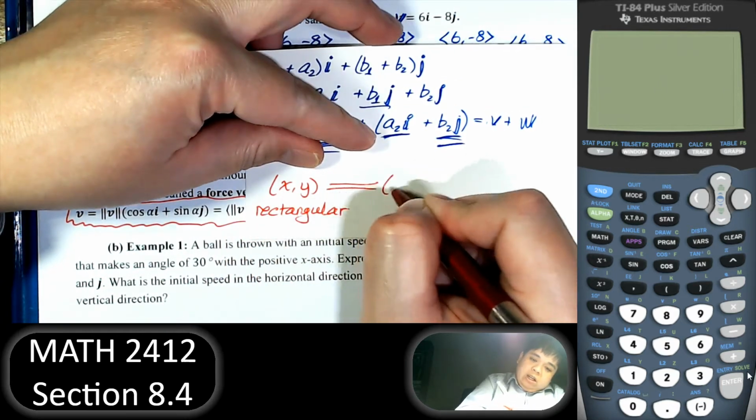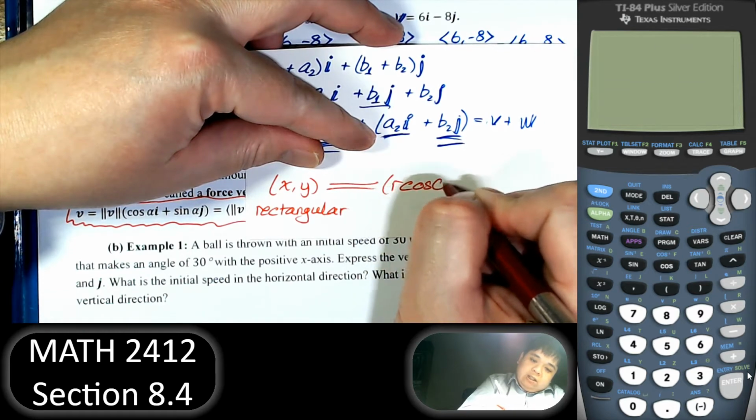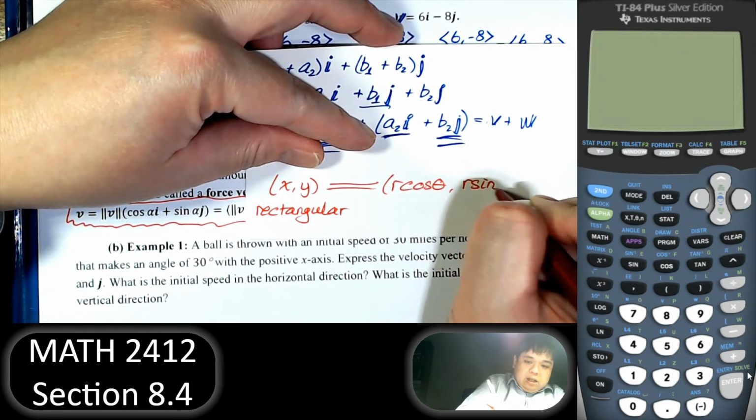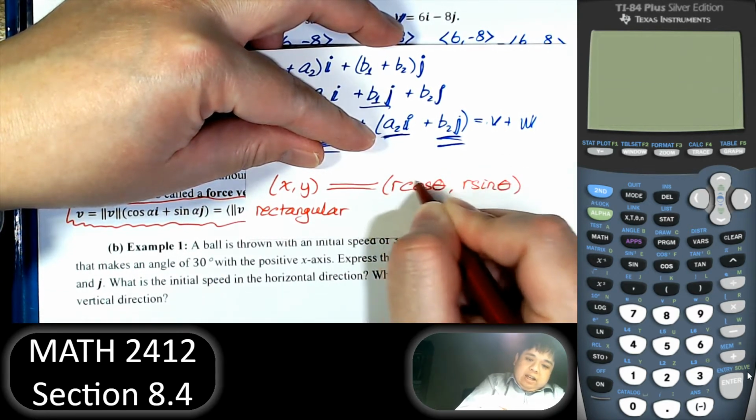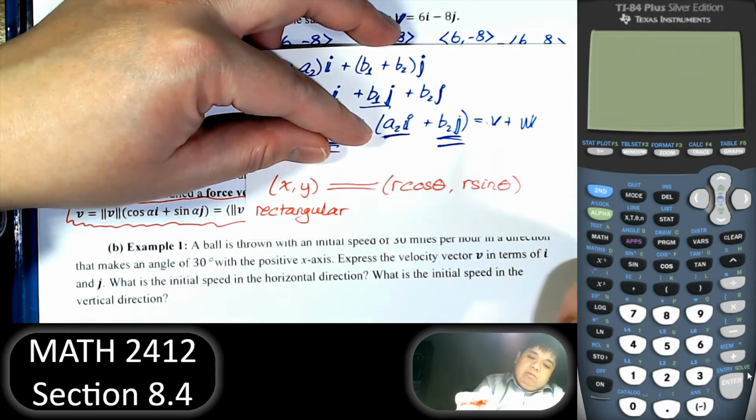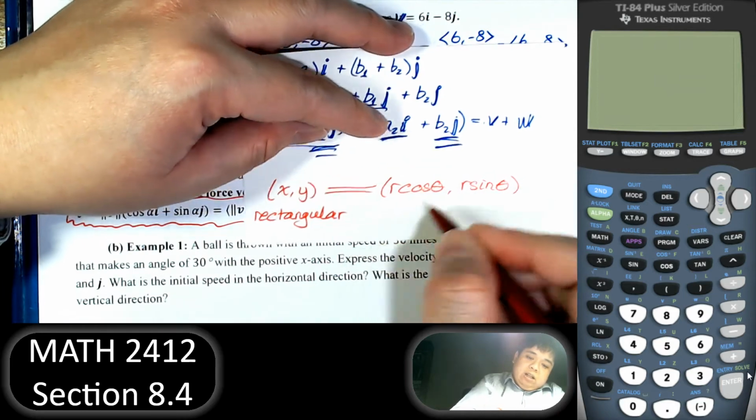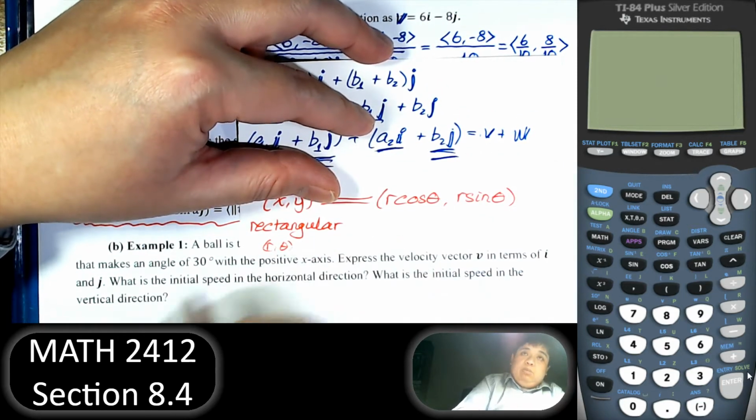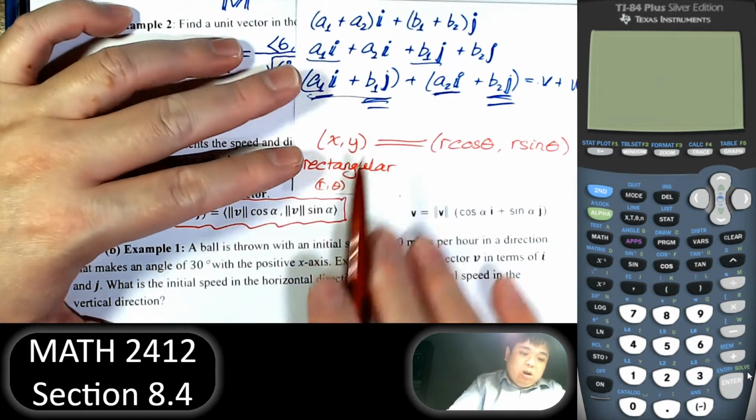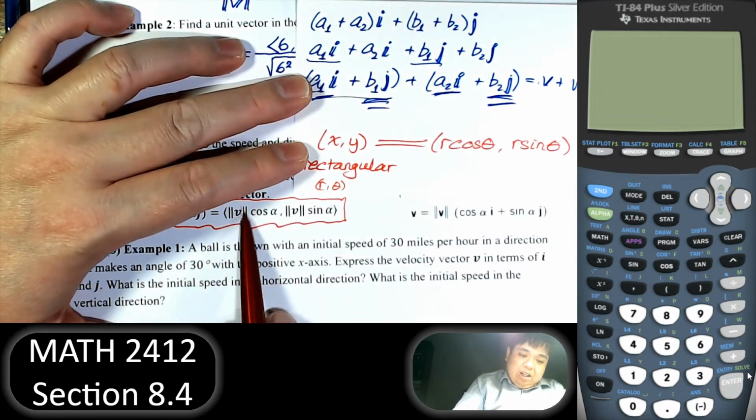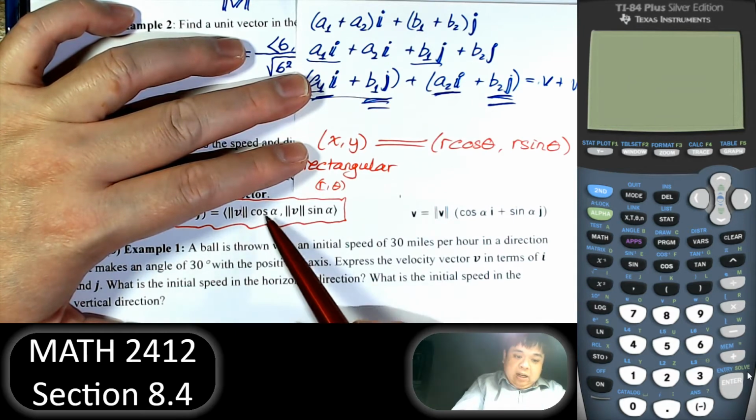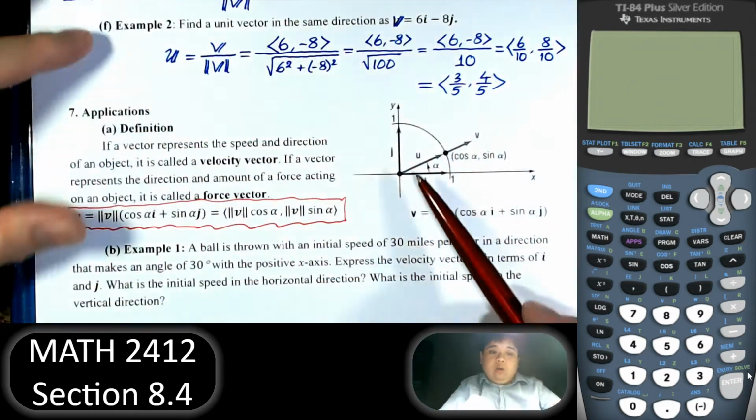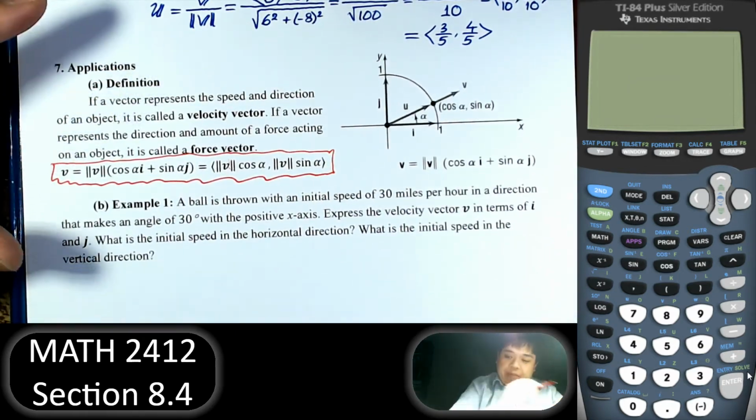We can write it as r cosine theta and r sine theta. This is x, this is y, right? And if we write the point as r and theta, that is in polar coordinates. So pretty much that's exactly what we have here. r is the magnitude of the vector, and alpha is the angle made with the positive x-axis.